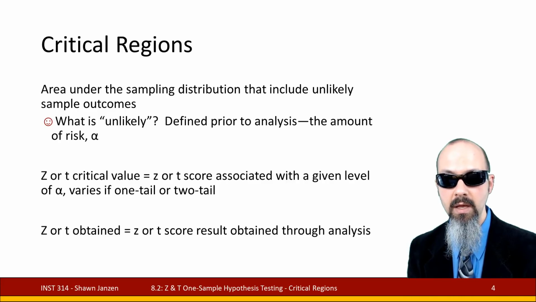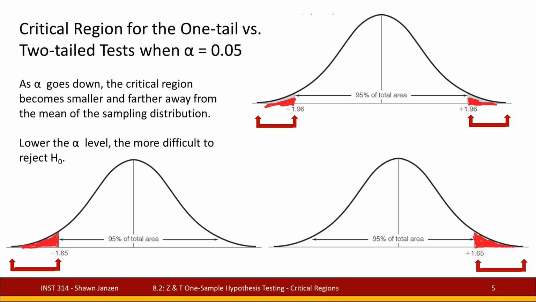Now, let's go ahead and show you a few different versions here, how this could differ with an alpha of 0.05. I have three different normal distributions up on the screen here. In the upper right, we have a two-tail normal distribution. In the lower left, we have a one-tail lower, and then in the lower right, we have a one-tail upper.